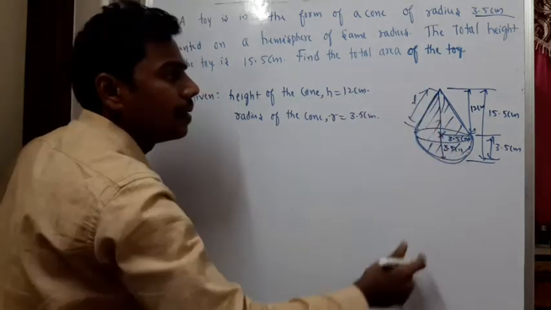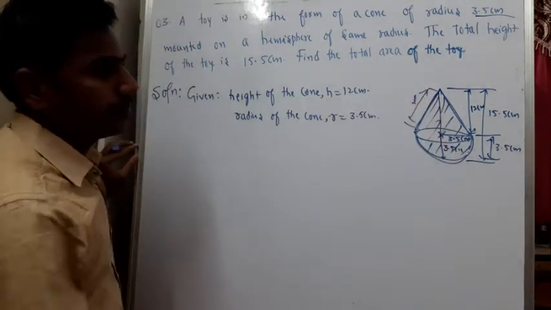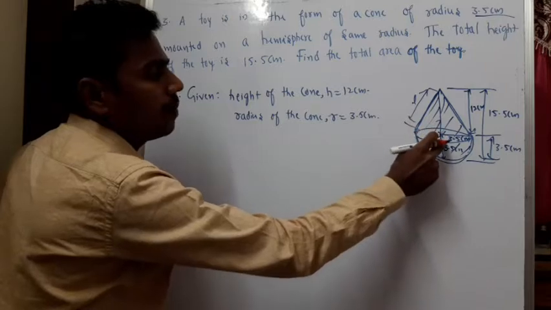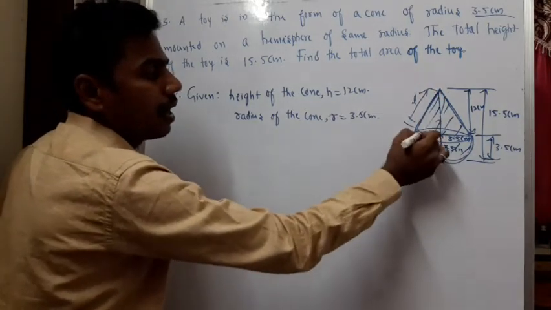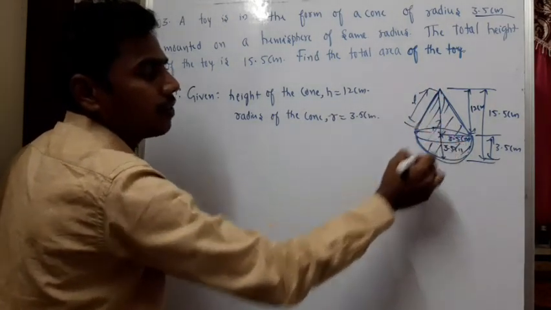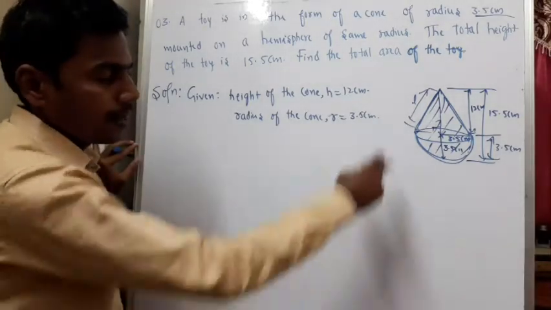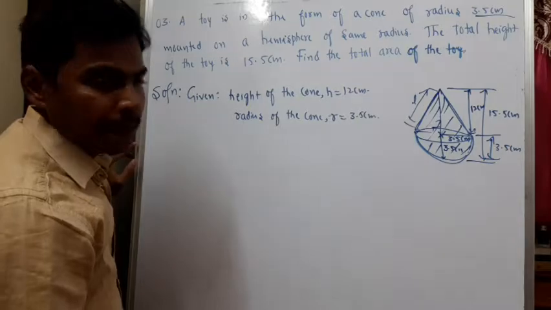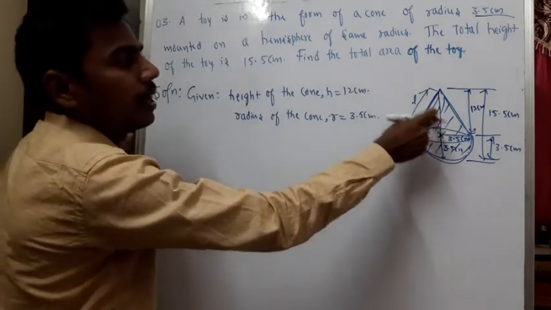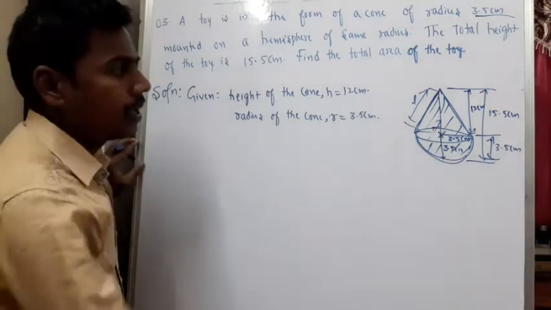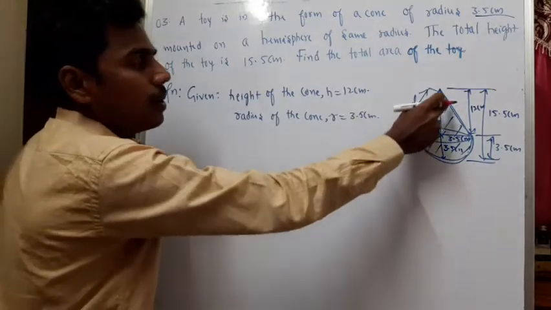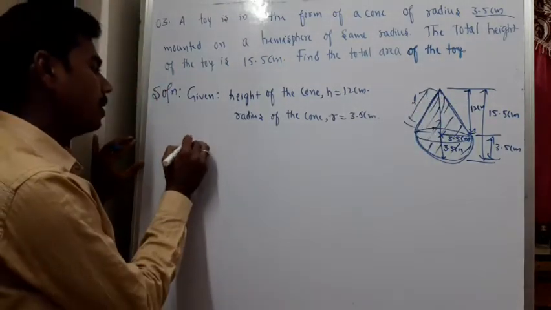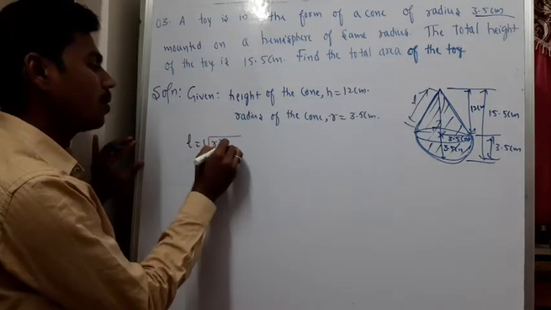How will I get L? Apply Pythagoras theorem. R square plus h square will give me L square. This is R. This will form 90 degree because it is a right circular cone. So this will be 90 degree to the base. So if it is 90 degree to the base, the opposite side will be the hypotenuse. This L square will be equal to R square plus h square. That I am going to make use of. L is equal to square root of R square plus h square.